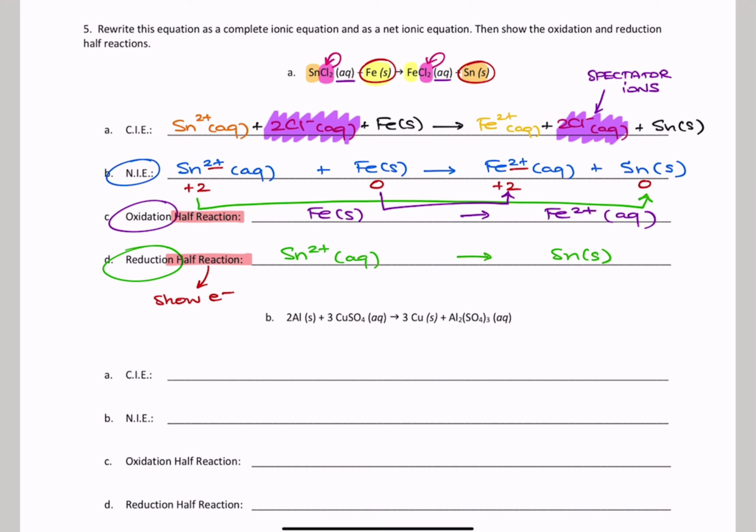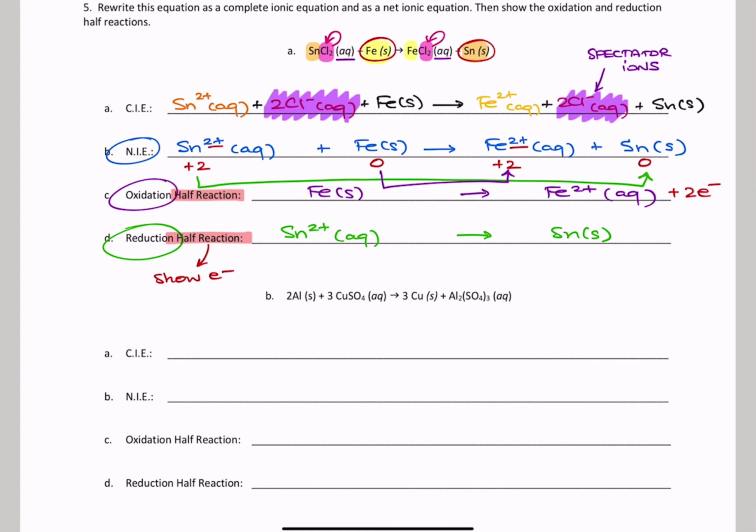Well, to go from the neutral iron to the iron 2+, we've lost 2 electrons. So we have to show that 2 electrons have been lost by the iron. And the electrons will be shown on the product side. For the reduction, we're going from tin 2+ to tin neutral. Therefore, tin 2+ needs to add 2 electrons to become tin neutral. Okay? Remember that the reduction is the reverse of the oxidation. So electrons are lost in the oxidation and gained in the reduction.